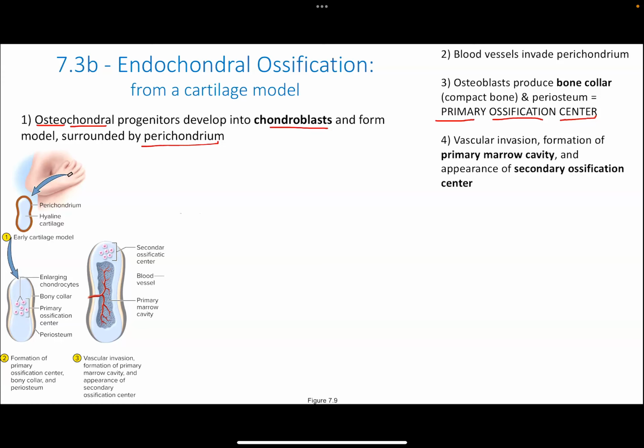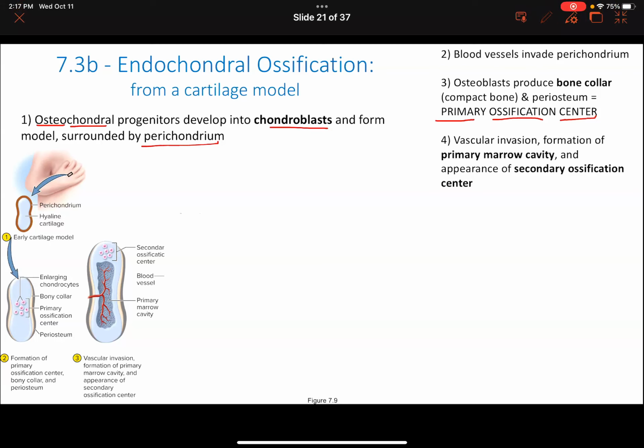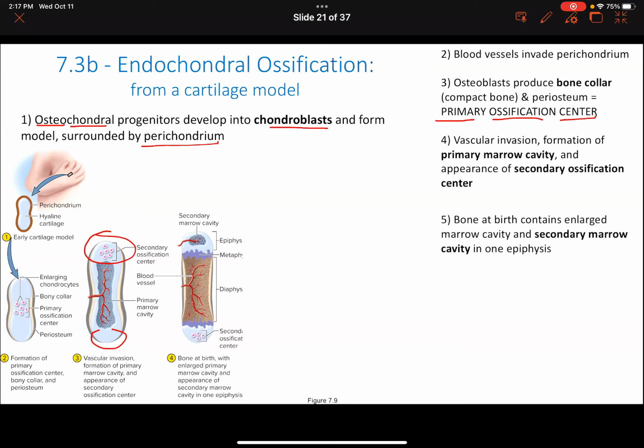Then you've got a larger amount of vascular invasion, if you will, blood vessels coming in to the primary marrow cavity, and it helps in forming or defining the primary marrow cavity. And then you get a secondary ossification center, usually at the end. And because we're talking about long bones, it's usually going to be on the epiphyses. Then at birth, you have a larger marrow cavity and a secondary marrow cavity in one of the epiphyses.